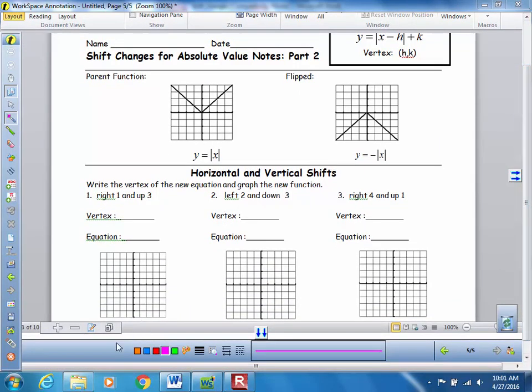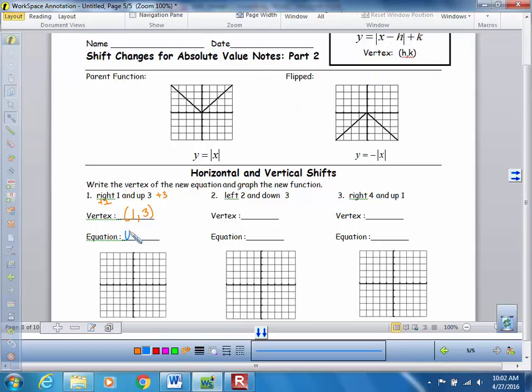Okay, so let's look at number 1. It tells me that I'm going right 1 and up 3. So right 1 is a positive 1, up 3 is a positive 3. So my vertex would be just that, those exact numbers. So my vertex is 1, 3. Now I'm plugging into this equation up here.